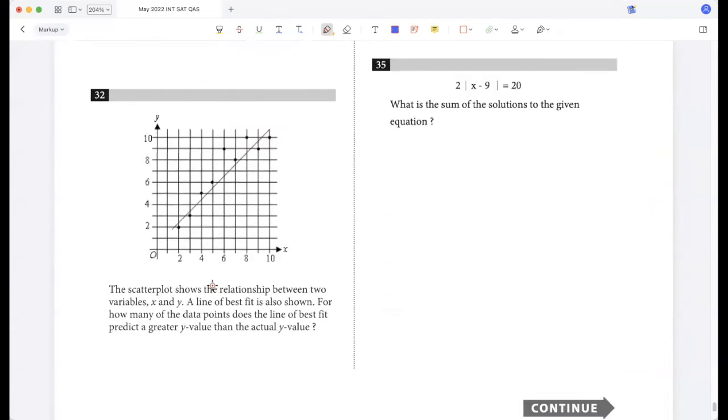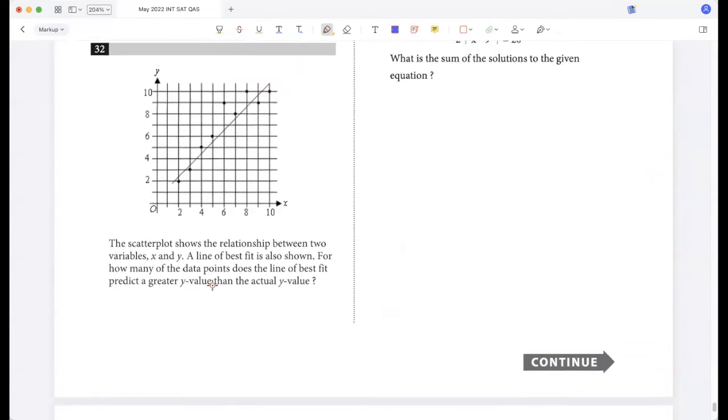Okay. The scatter plot shows a relationship between two variables. Line of best fit is also shown. For how many of the data points does the line of best fit predict a greater y value than the actual y value? So 1, 2, 3, 4.